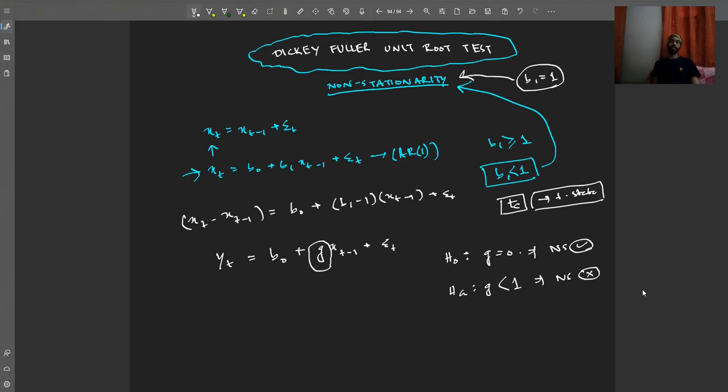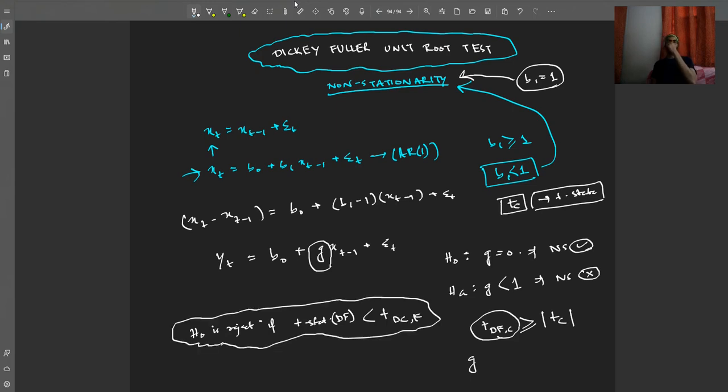Now, how do we test whether g is equal to 0 or not? Obviously, there is something called the t-statistic for the Dickey-Fuller test. And the critical values of this are greater in absolute value than the t-critical values in normal t-stat tests. Right? So we measure the t-statistic with respect to g and compare it with the Dickey-Fuller t-stat critical values, and then we say the null hypothesis H0 is rejected if the t-stat for the Dickey-Fuller test is less than the t-critical for the Dickey-Fuller test. So this is how the Dickey-Fuller unit root test is done for non-stationarity. And this is obviously with respect to AR models, specifically AR1 models.